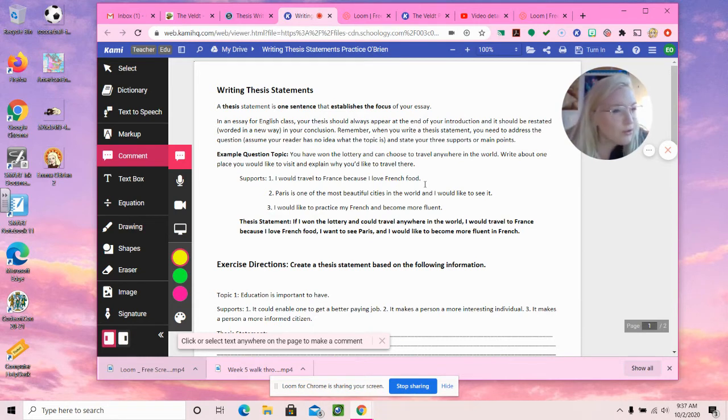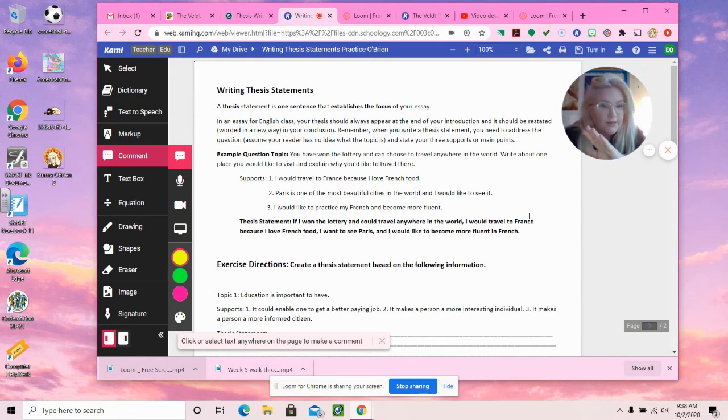So they took all three of those and their opinion about where they wanted to go, and they made this thesis statement right here. If I won the lottery and could travel anywhere in the world, do you see how they kind of restated the question so that the reader would know what they're talking about? I would travel to France because I love French food. I want to see Paris, and I would like to become more fluent in French. So they took these supports, they simplified their feelings about it a little bit, and then they used it to kind of make one sentence. Okay, it's a more complex sentence.